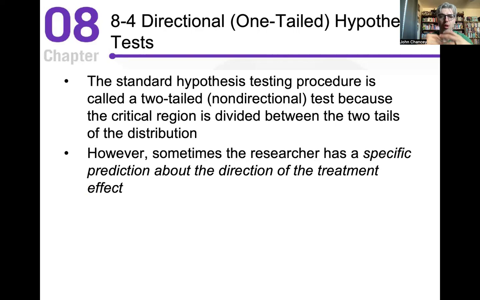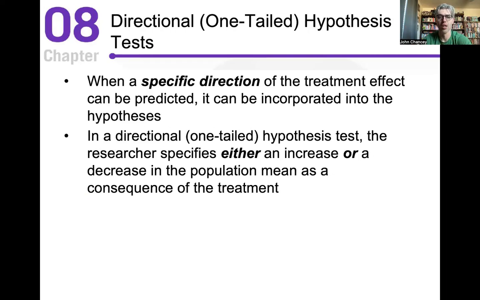But if we have a more specific prediction, then we can talk about a one-tailed hypothesis, and we can talk about the specific direction of our treatment. When we have a specific direction of the treatment, we can predict it, and it can then be incorporated into the way we phrase our hypotheses. So with a directional or one-tailed hypothesis test, the researcher is specifying either an increase or decrease. We're now saying what direction. Not only is there a difference, but we're predicting what direction the difference is likely to happen based on our treatment.